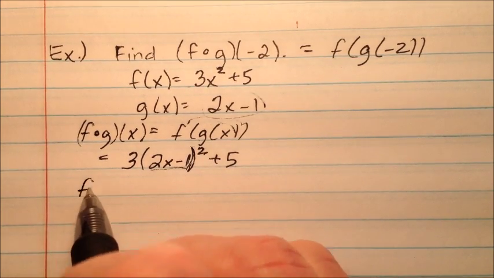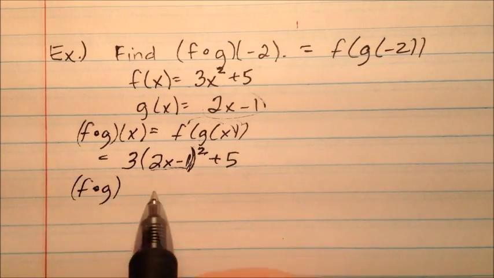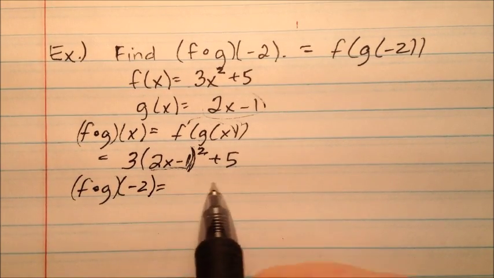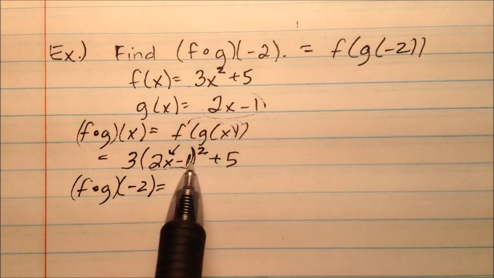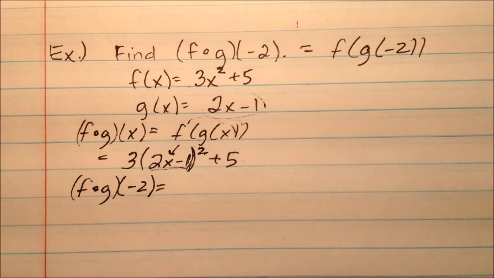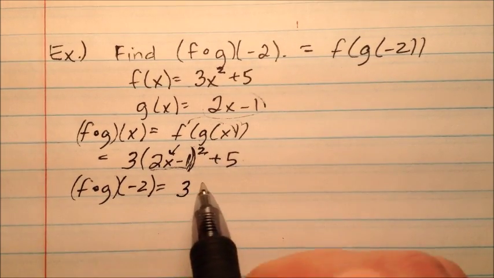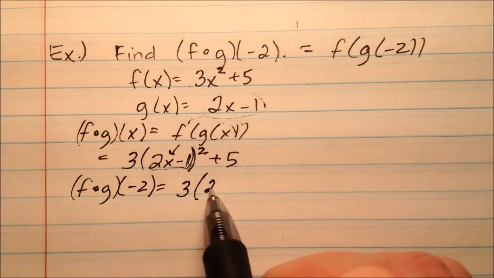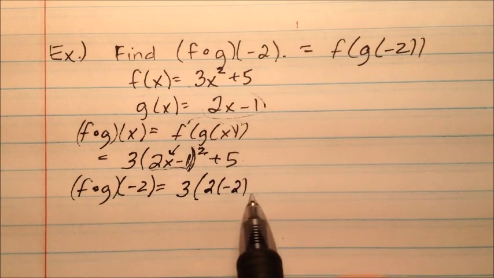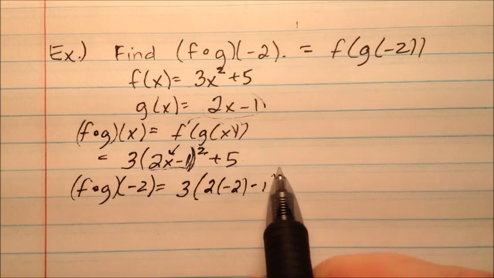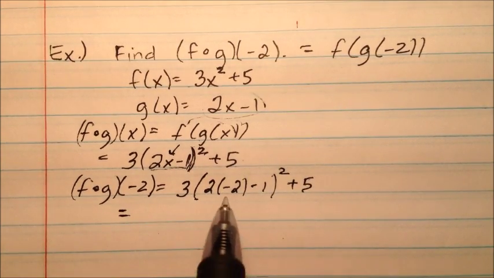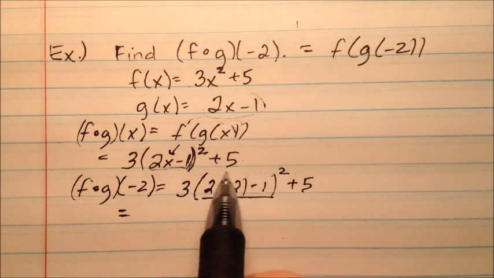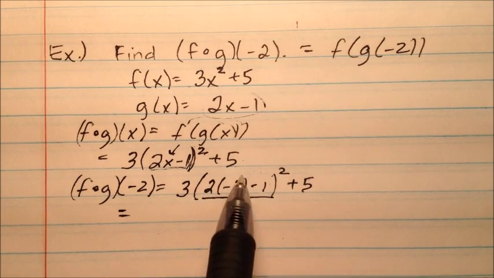So you could, at this moment, just go ahead and say f circle g of -2 by plugging -2 right there in for that x. There's no reason to simplify this anymore. I mean, you could expand it, but there's really no reason to. So 3 times, this is going to be 2 times -2 is our x value, minus 1. That quantity is squared, and then plus 5. Okay, so order of operations dictates we kind of work these parentheses first, and inside here we'll do this multiplication.